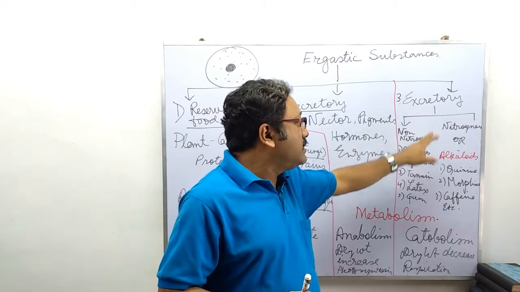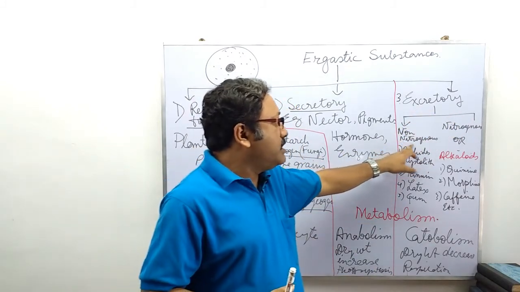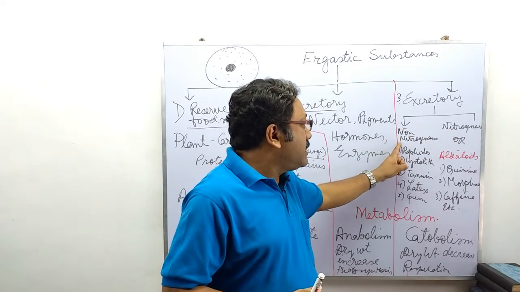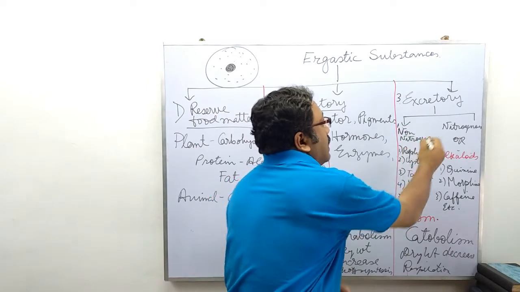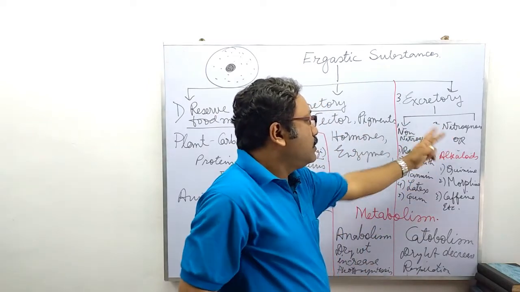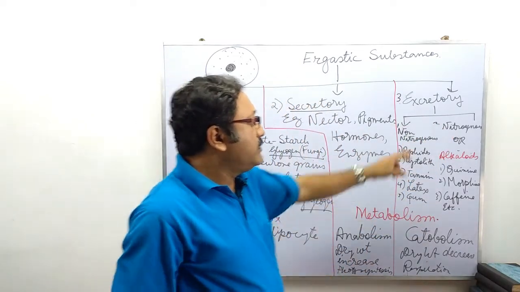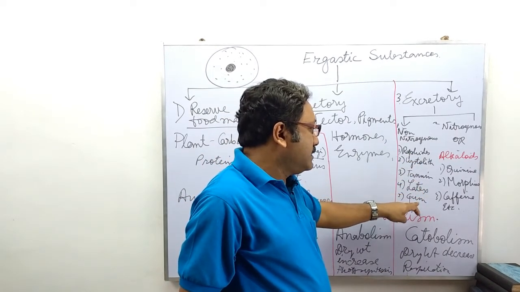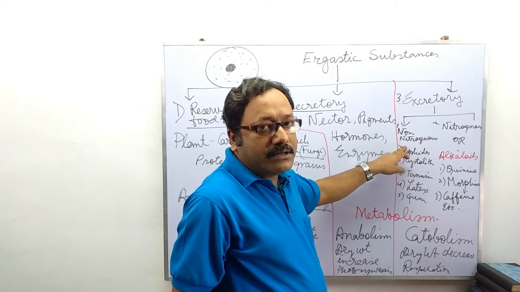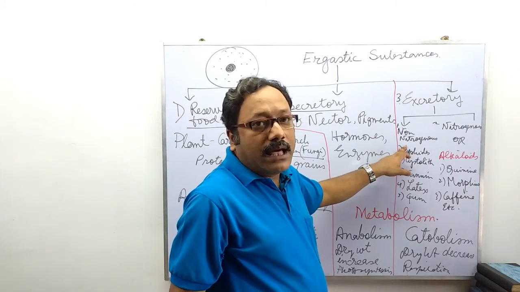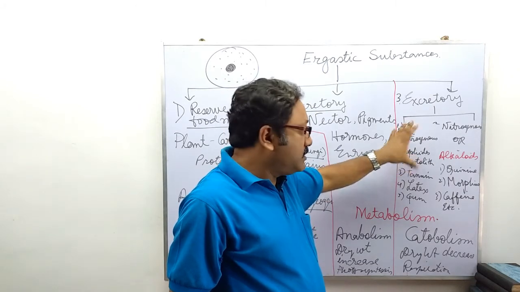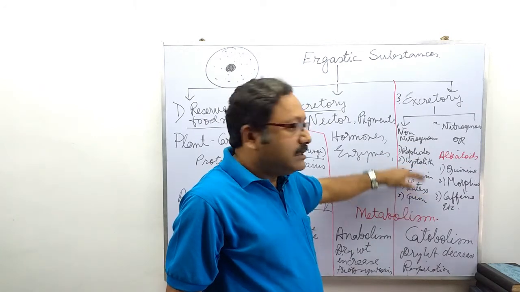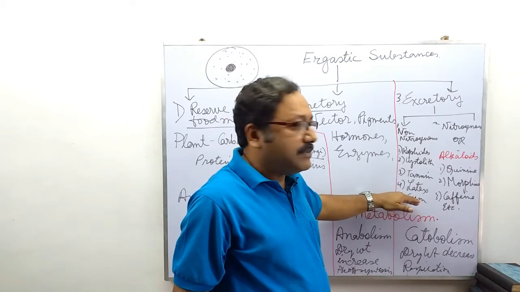The excretory materials are broadly categorized into non-nitrogenous type and nitrogenous type. The non-nitrogenous types are raphide, cystolith, tannin, latex, gum. These are all non-nitrogenous type. That means here nitrogen atom is not present in this molecule. Raphide, cystolith, tannin, latex, these are organic molecules. In these organic molecules, nitrogen is absent.